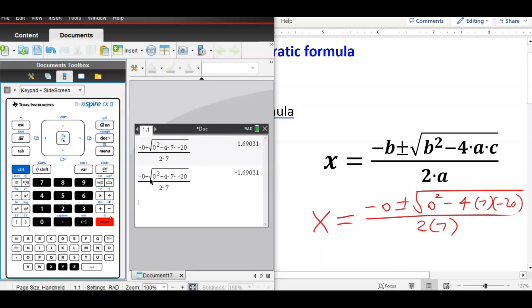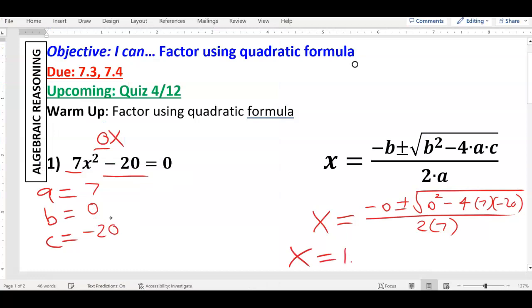Now, this doesn't always work this way, but in this case, it just so happened that it was the same number with a minus sign. It's not always this way, but this happened to be this way. So my first answer was 1.69. My second number is negative 1.69. So those are my two answers.